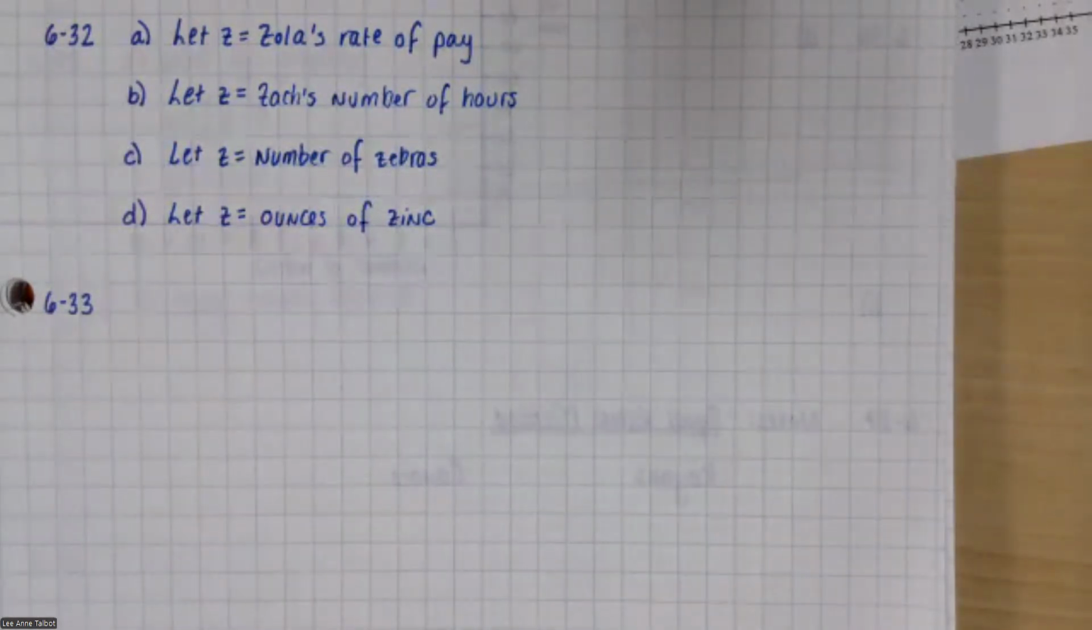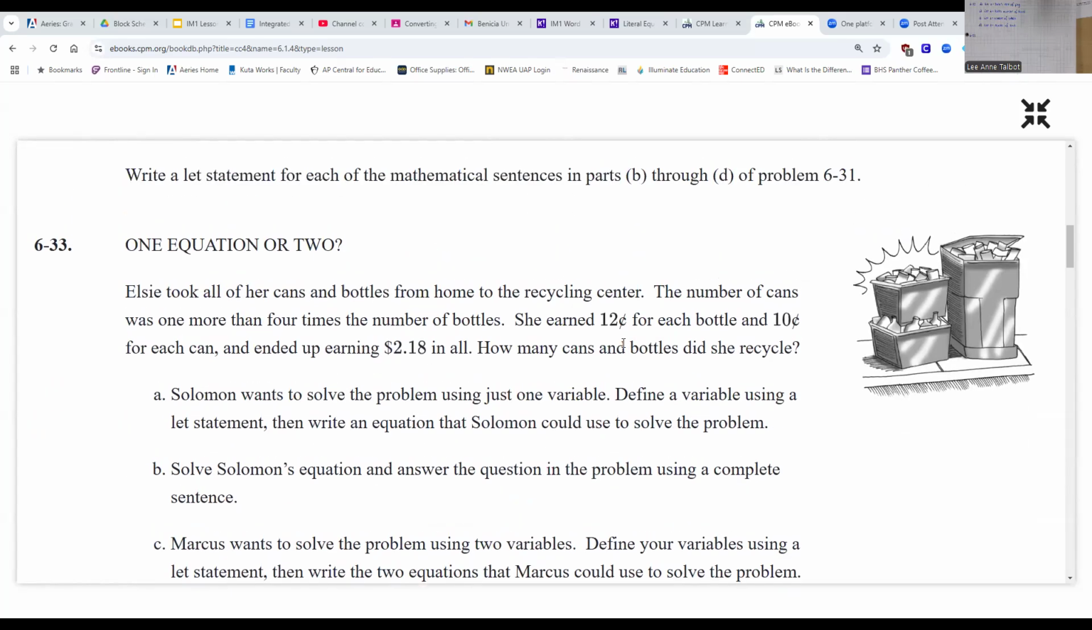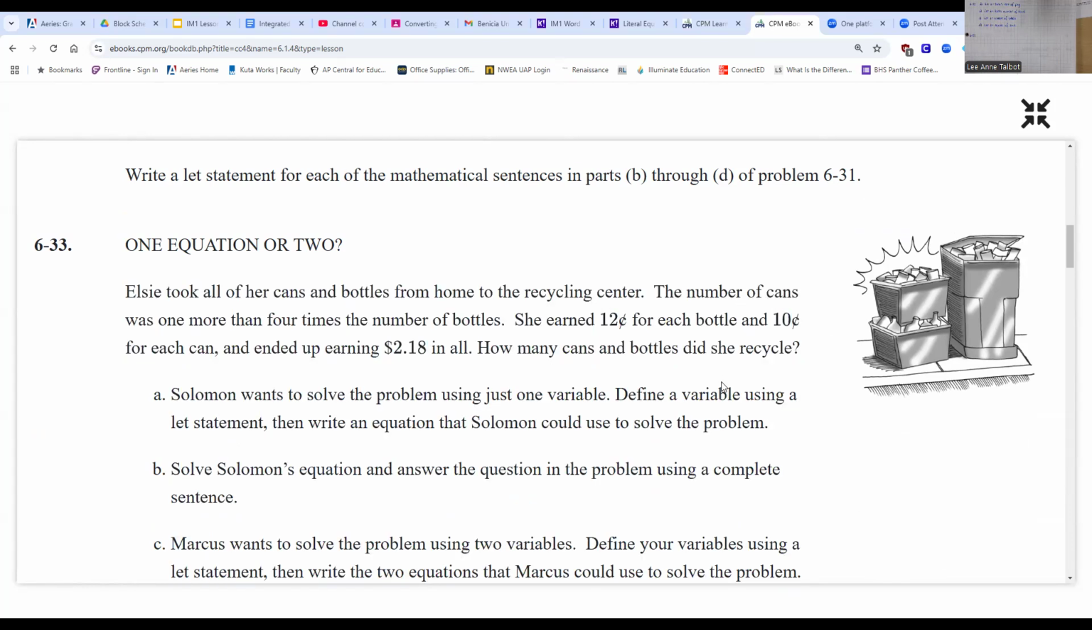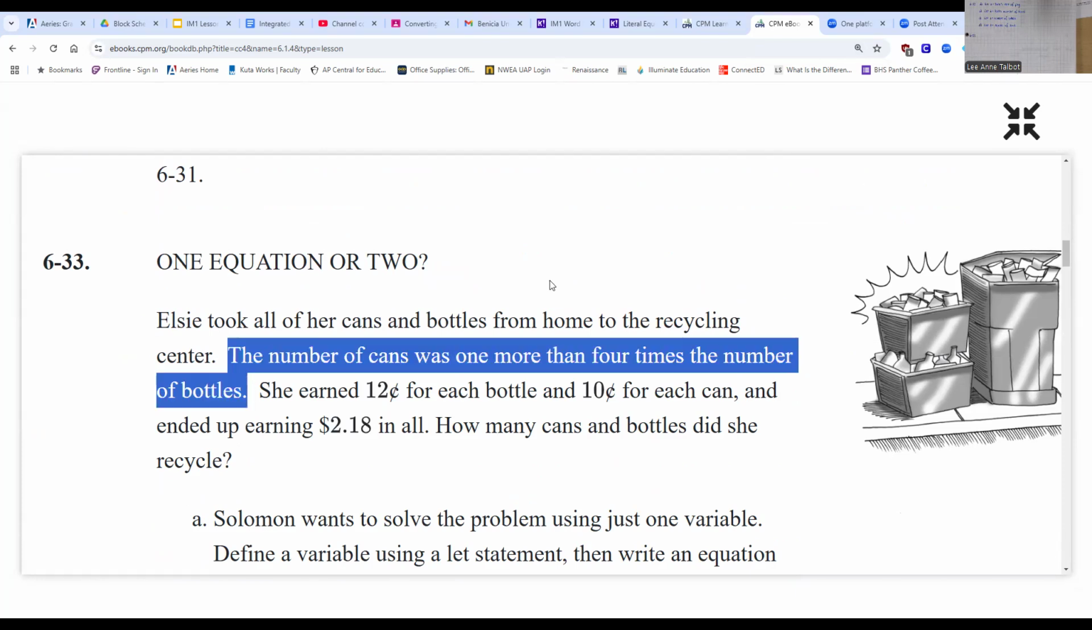Okay. All right, so what we're going to do in this one is we're going to read this and we're going to write them into equations and then solve. Elsie took all of her cans and bottles from home to the recycling center. The number of cans was 1 more than 4 times the number of bottles. Okay, so we're going to start right there.